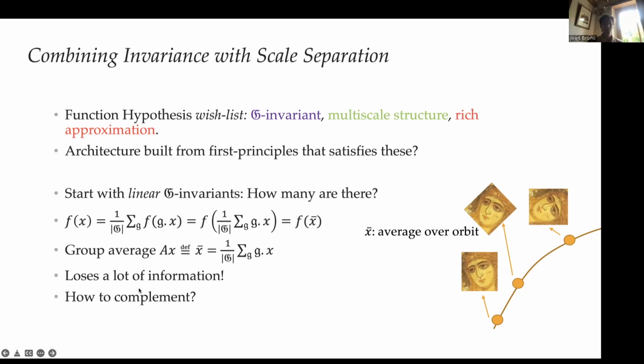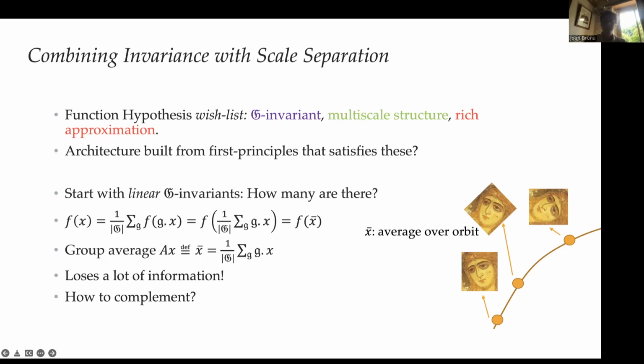But of course, this is not an operator that we can use for many things, right? Because it's an operator that is very lossy. Imagine, in this example of the faces, if I look at the average of all of these faces across all rotations, I'm probably going to be losing all the information I care about. So clearly we need to have something that complements this average.